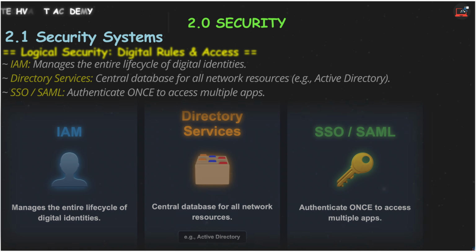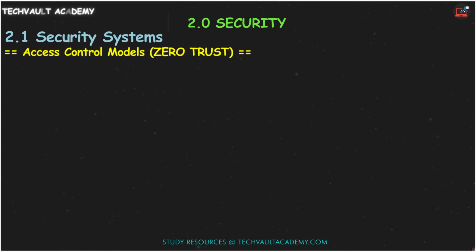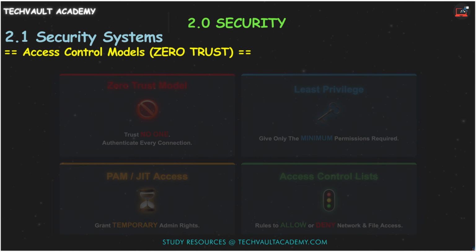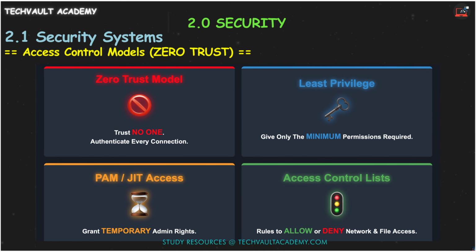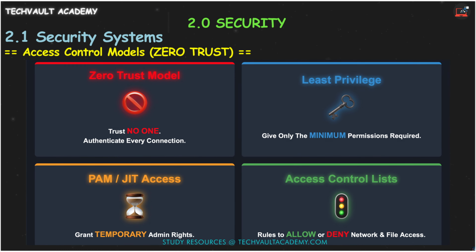Now, who gets what power? The principle of least privilege is king. A user or app should only have the minimum permissions necessary to do their job. For high-level accounts, we use Privileged Access Management, or PAM, which locks super-user accounts in a secure vault. A key PAM strategy is just-in-time access, which grants temporary expiring admin rights, preventing an attacker from gaining permanent control.